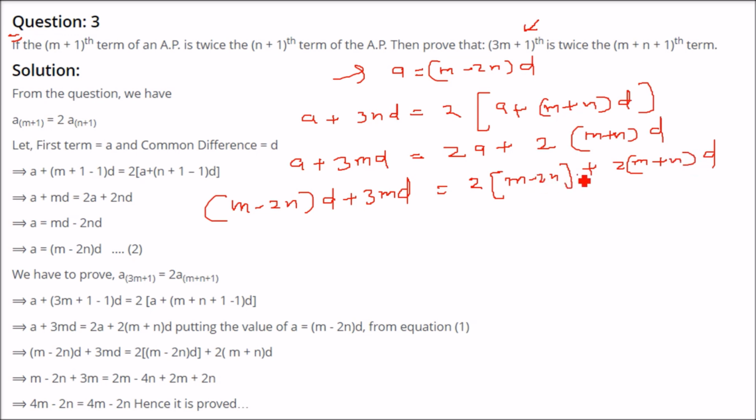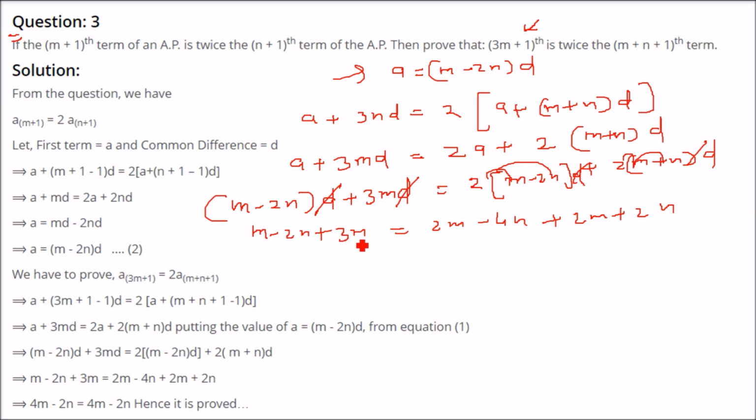If I put M minus 2N into D here in place of A, D is common everywhere. So I can just cancel out D everywhere. So this is M minus 2N plus 3M, and this is 2M minus 4N, and this is 2N plus 2N.